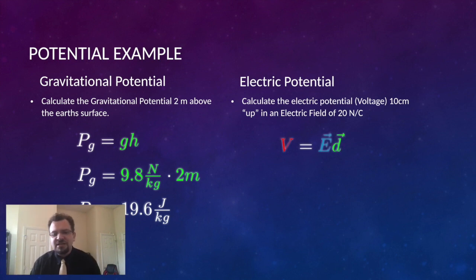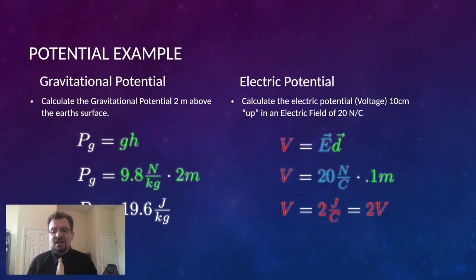So the voltage is going to equal that electrical field strength times the displacement in our electric field. So 20 newtons per coulomb, we're going 0.1 meters, that's that 10 centimeters, up the field. So this is going to give us an electrical potential of 2 joules per coulomb, or 2 volts. And this is going to be the units of voltage. So volts is the unit of voltage.